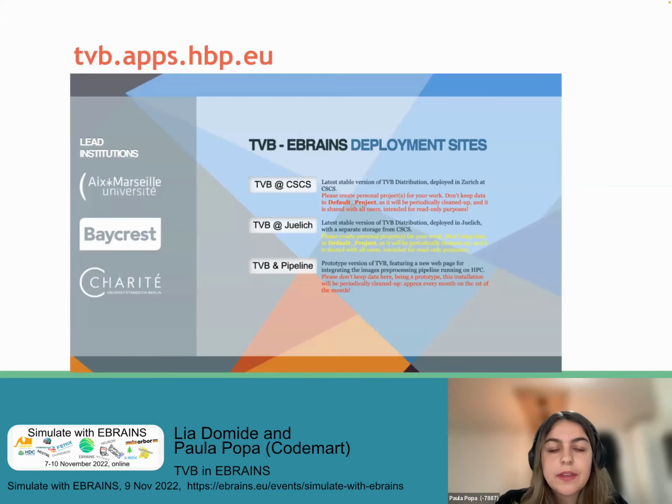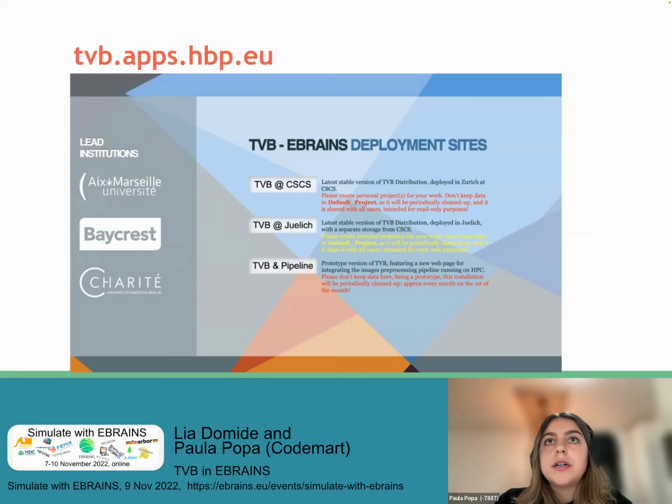Regarding the GUI, the GUI of TVB can be found at this URL, tvb.apps.hbp.eu. It will open a common landing page for 3 versions of TVB. The first 2 are stable versions, but the difference is that one is hosted at CSCS while the other is hosted at Jülich. And the third one is a prototype version of TVB featuring a new page that allows users to start up the pre-processing pipeline. And I will show a bit of that in a few minutes as well.